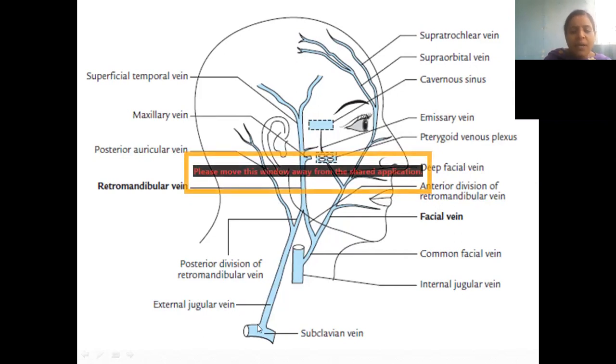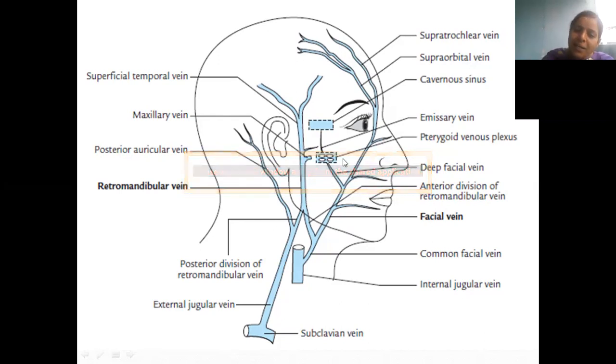External jugular vein drains into subclavian. To know more tributaries of our retromandibular vein, in the parotid, I told you, we have superficial temporal vein and occipital vein and maxillary vein draining into retromandibular vein. You just practice this diagram and write your own sentences. This will help you to write the venous drainage of scalp and also face.